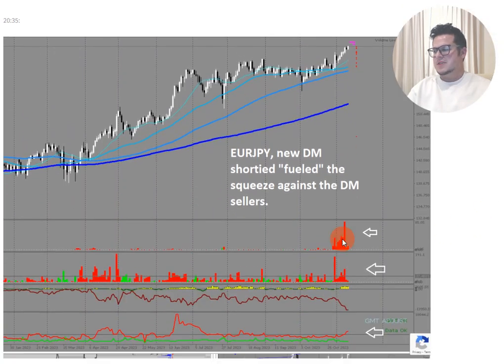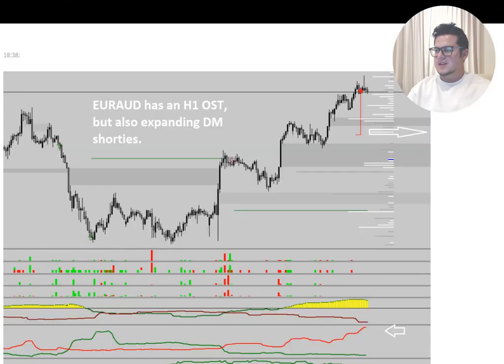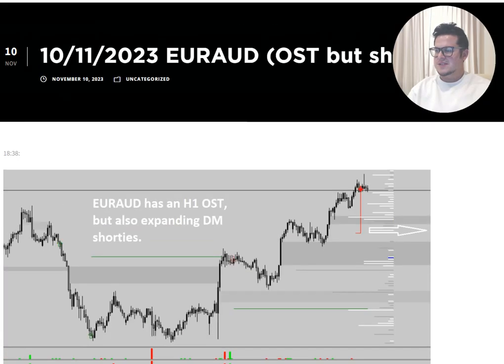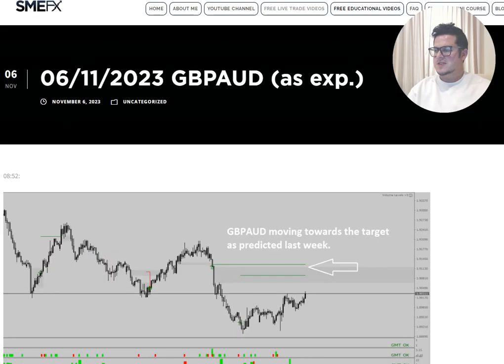Euro yen even more pronounced. Okay, short is coming in, fueling the squeeze. So of course they go up, they clear the high. Okay, they go for the targets. Okay, Euro Aussie, not so interesting this week, I have to say. We have this option strike target there, but still expanding shortly, so we're not selling until the squeeze line slopes downwards. We know the deal.